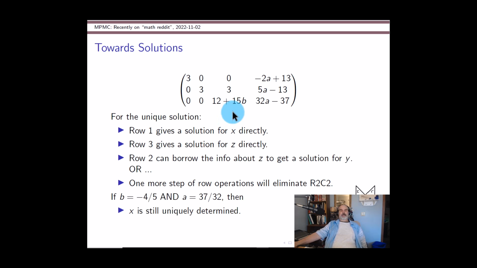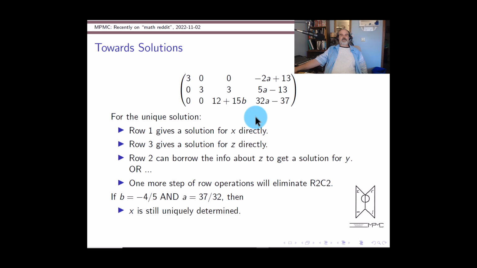Okay. Even in the case of infinitely many solutions, x is still uniquely determined. If this bottom row was 0, 0, 0, 0, then at best we could write y in terms of z. So z could be anything, and then the value of y would be based on z. And that's where you get your infinitely many solutions.